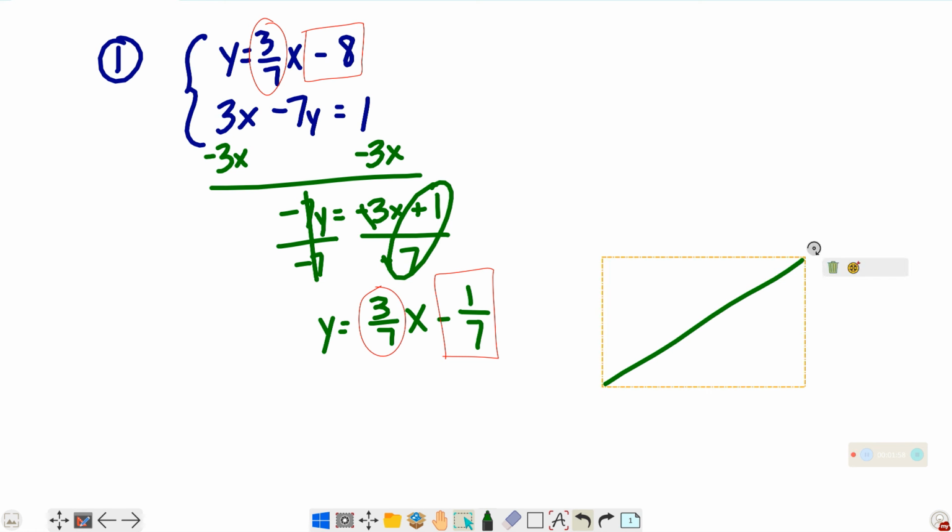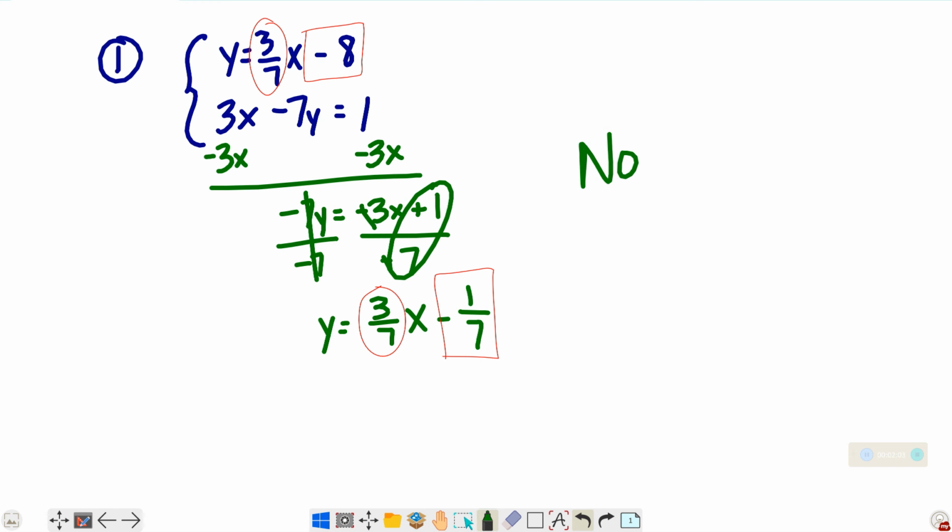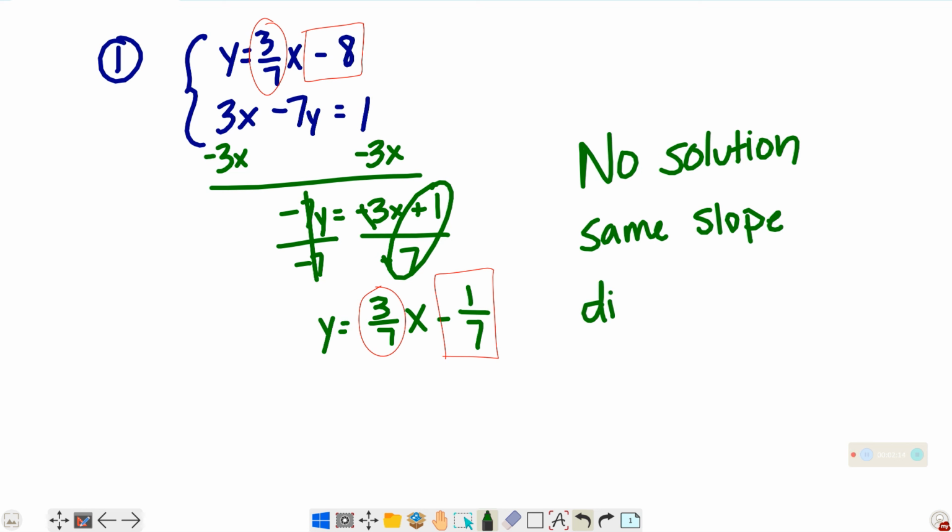So this one has no solution. And the reason is because they have the same slope, but different y-intercepts.